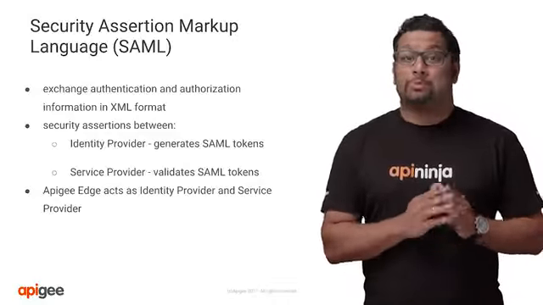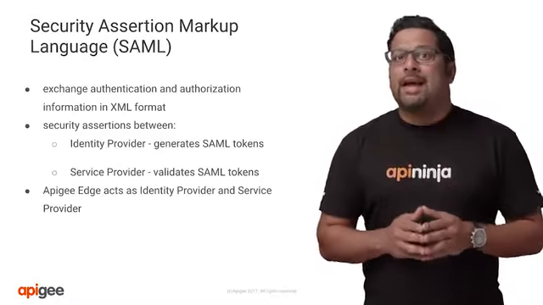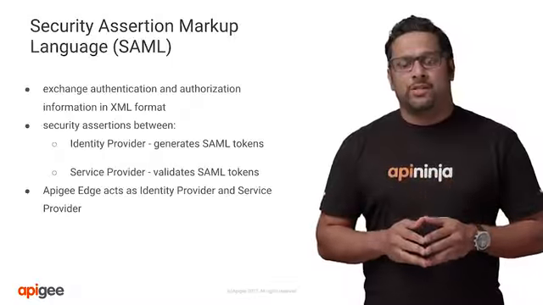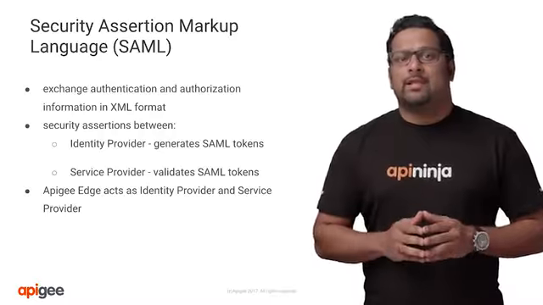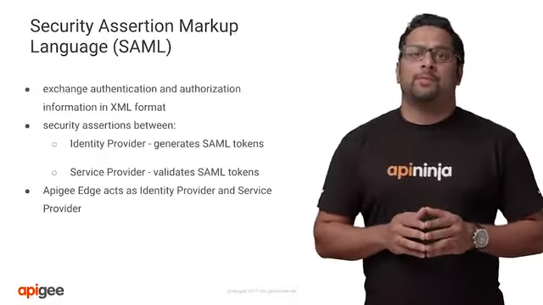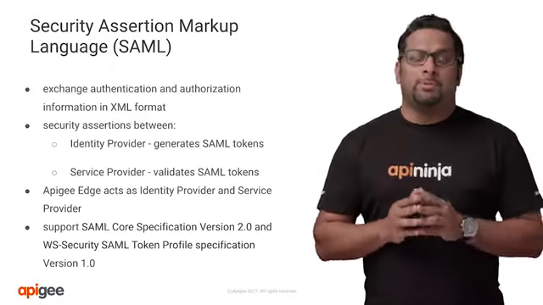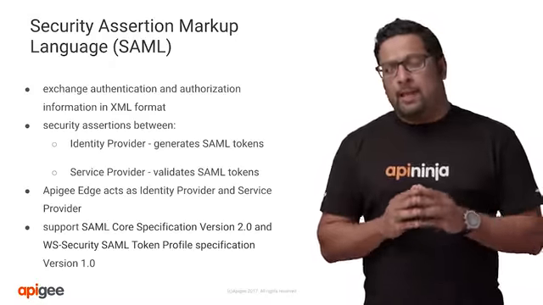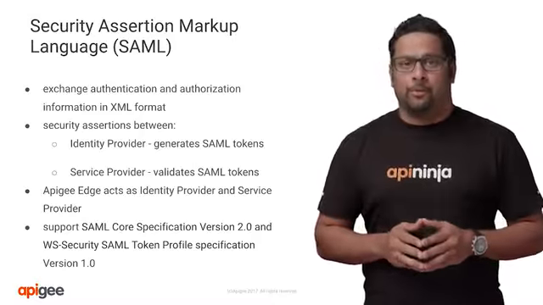Apigee Edge can act as both an identity provider and as a service provider. It acts as an identity provider by generating assertions and attaching them to the request messages. It acts as a service provider by validating those assertions on incoming request messages. Apigee Edge SAML policy supports SAML Core Specification version 2.0 and WS Security SAML Token Profile Specification version 1.0.